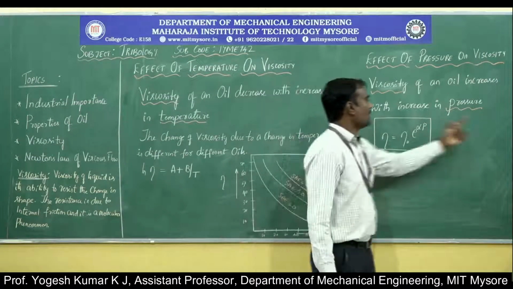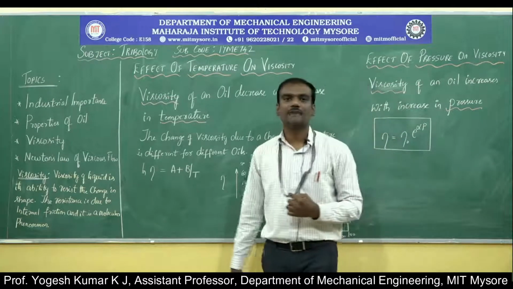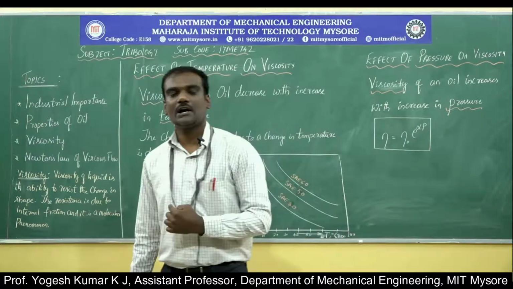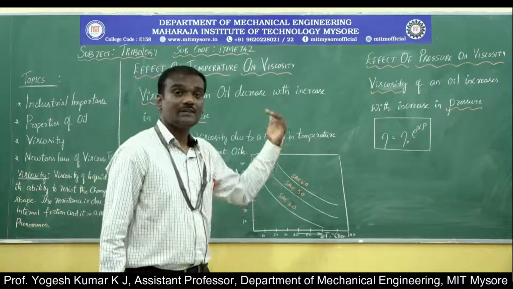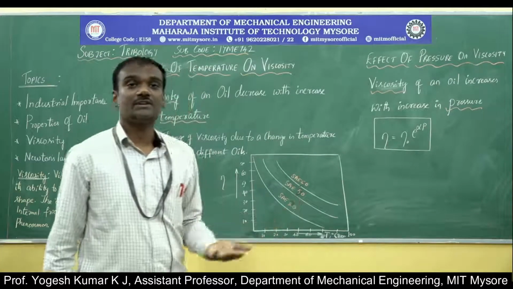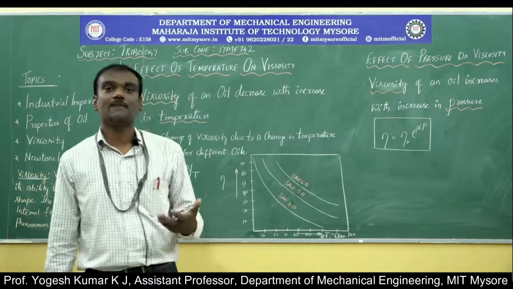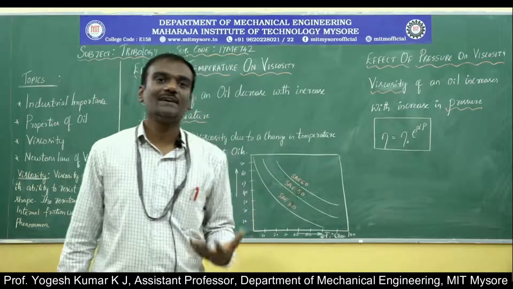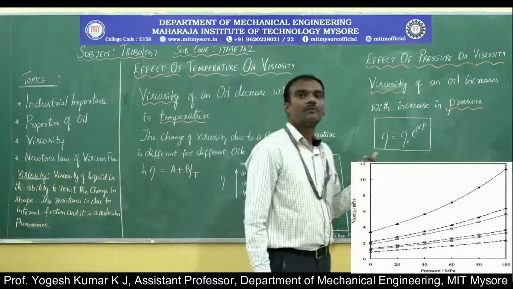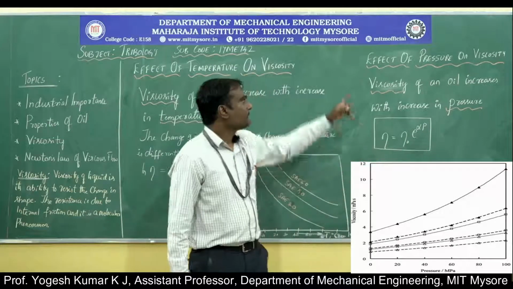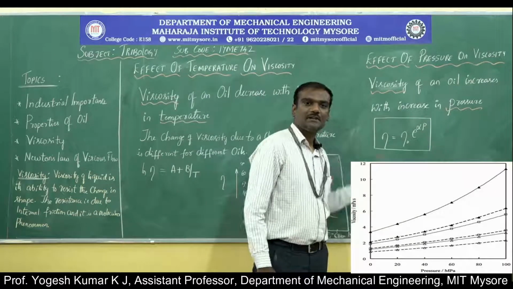We can observe from the graph, with pressure on one coordinate and viscosity on the other, that as the pressure increases, the viscosity of an oil increases. That means as the pressure is increased, the resistance offered to change in shape of the fluid keeps on increasing. That is, it shows huge resistance to the free flow of the fluid. So this is the effect of pressure on viscosity. The entire thing is represented in the figure.